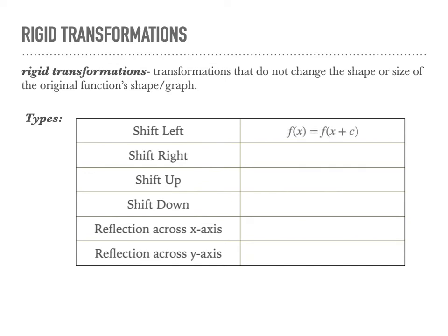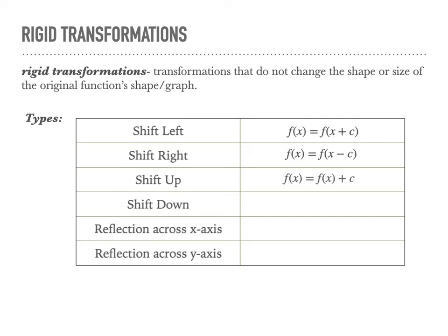We'll take c as a constant, so a shift left would be denoted by f of x equals f of x plus c. Now, the c is in the argument, so it's important to make that distinction between c being inside the argument and outside of the argument. And a shift right would be f of x equals f of x minus c. Now, this may seem counterintuitive, but I've made a more detailed video about why this holds true.